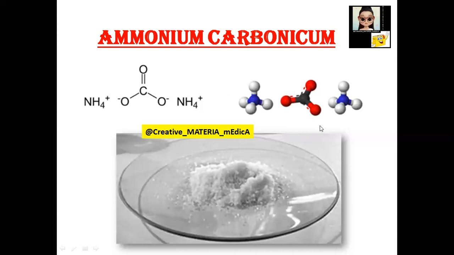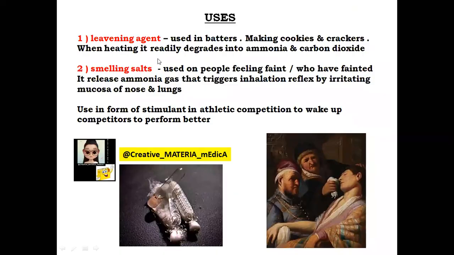This is the structure of Ammonium carbonicum. Ammonium carbonicum is a white crystalline powder. Now, its use. It is used as a leavening agent in batters, making cookies and crackers. When heated, it readily degrades into ammonia and carbon dioxide.